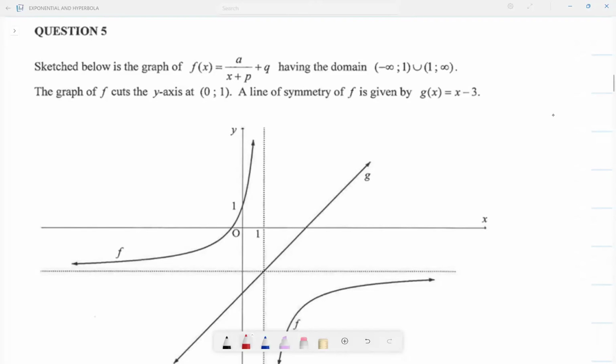Look at question 5 then. And again, greetings, folks. This is still Brightsmind Academy. So yeah, it says sketch the graph. Remember, this is still November 2024.